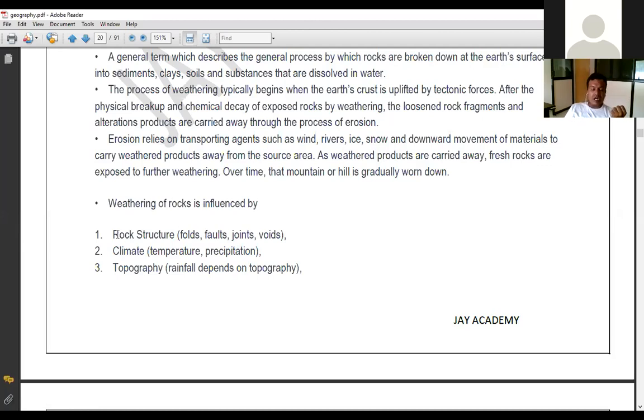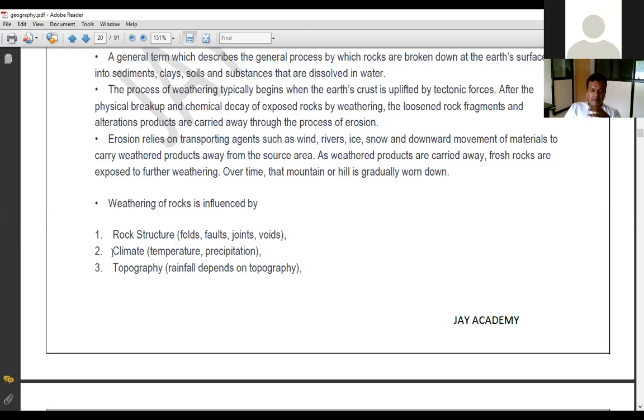Okay, so the weathering is influenced by the rock structure. If the rock is hard, then obviously the weathering will be slow, and if the rock is soft, then the weathering will be high, right? I am going to discuss the different types of rocks and rock classification in tomorrow's session. But you need to remember that some rocks are hard and some are softer. So if the rocks are harder, the weathering process will be slower, and if the rocks are softer, the weathering process will be faster, right?